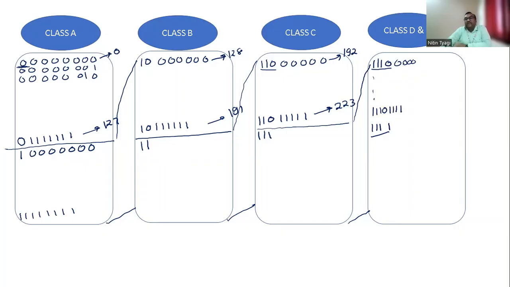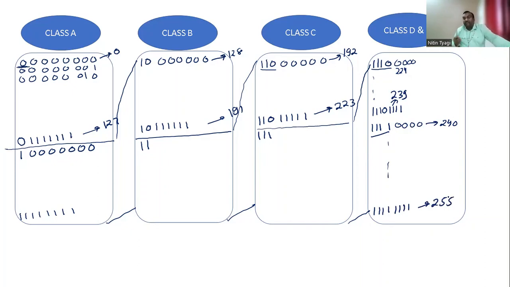1111 is the last. So this is class D. Class D ranges from 224 to 239. What will be fixed here? 4 bits fixed, 1110, and then 1, 2, 3, 4. Then for the next, this will be 240, and the last value is 1111, which is 255.